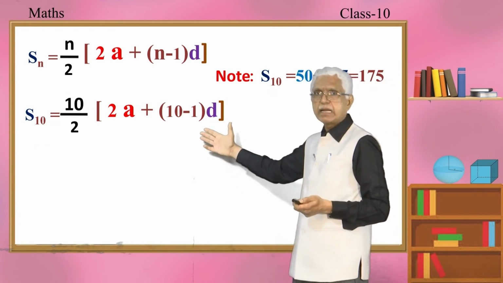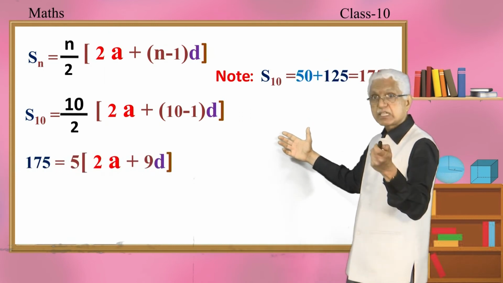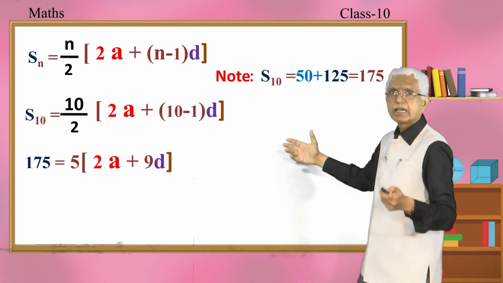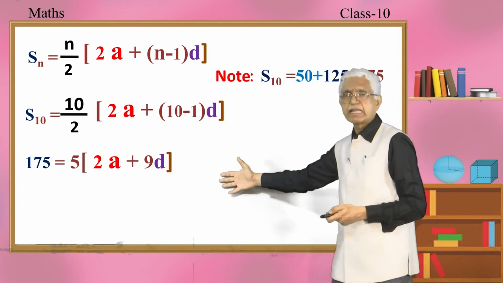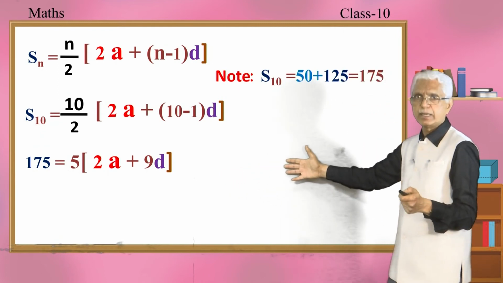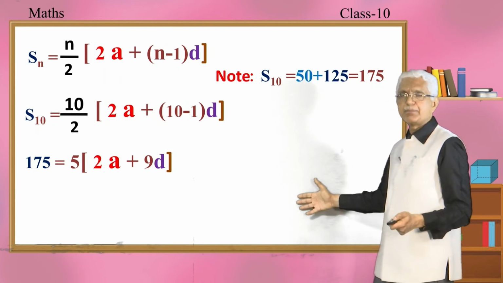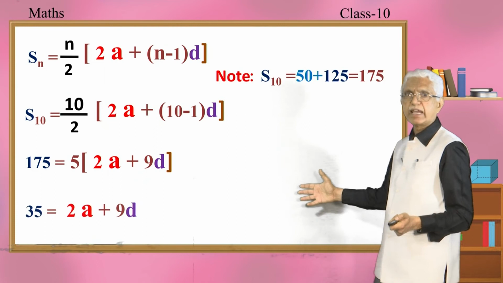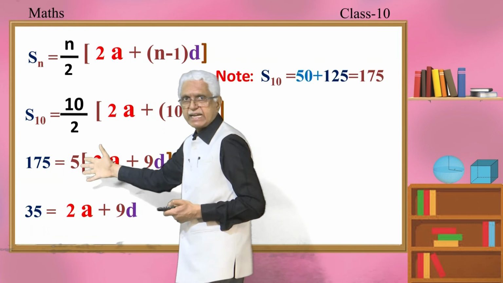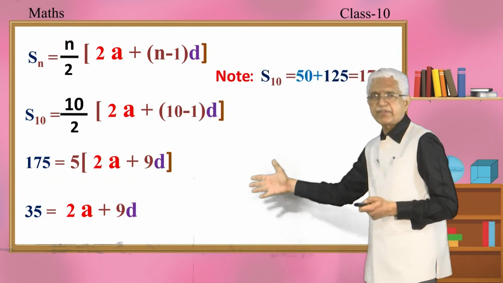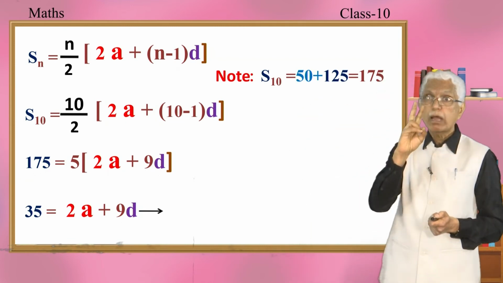S10: n is 10, so 10 by 2 into 2a plus 10 minus 1 into d. S10 is 175, correct? 10 by 2 is 5, and 10 minus 1 is 9, so 175 is equal to 5 into 2a plus 9d. What have they done? 175 divided by 5 should give you 35. So 35 is equal to 2a plus 9d, and this is your second equation. So you have two equations.